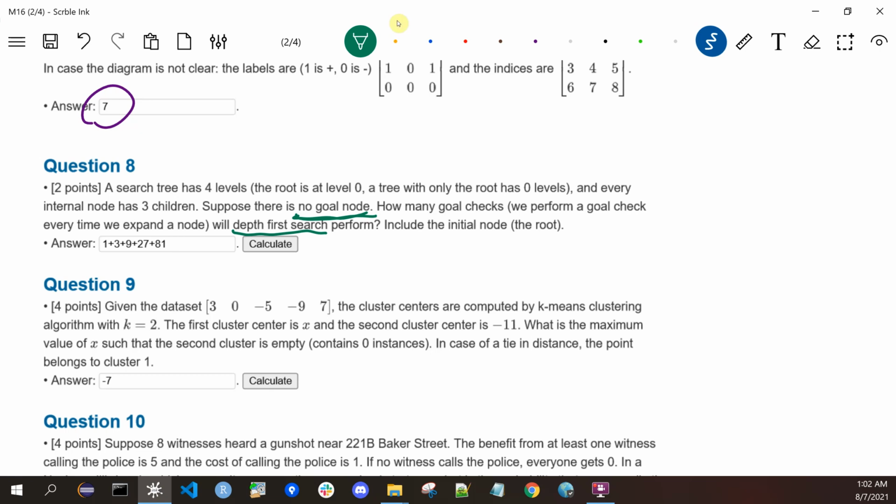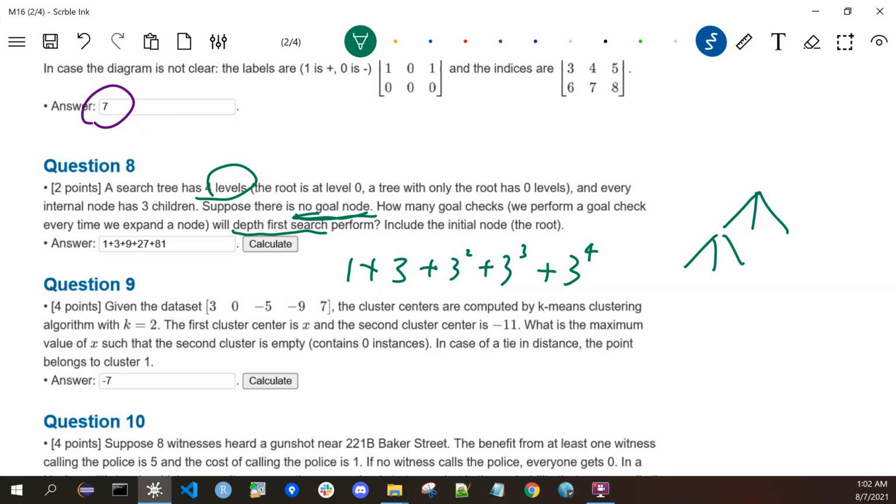Right? So there are 4 levels, and each one contains 3 nodes. In the zeroth level, the root, there's 1. In the first level, there are 3. In the next level, 3 squared. The third level, 3 cubed. And there are 4 levels in total, so 3 to the power 4. That's basically the total number of nodes. And since there are no go nodes, we need to check everything. So that's why the answer is just the total number of nodes.